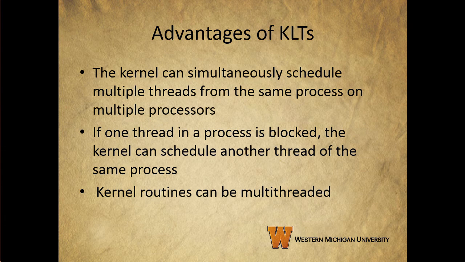First, the kernel can simultaneously schedule multiple threads from the same process on multiple processors. Second, if one thread in a process is blocked, the kernel can schedule another thread of the same process. Another advantage of the kernel-level thread approach is that kernel routines themselves can be multi-threaded.